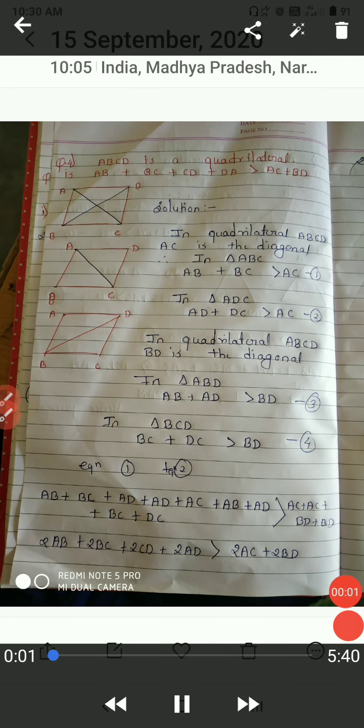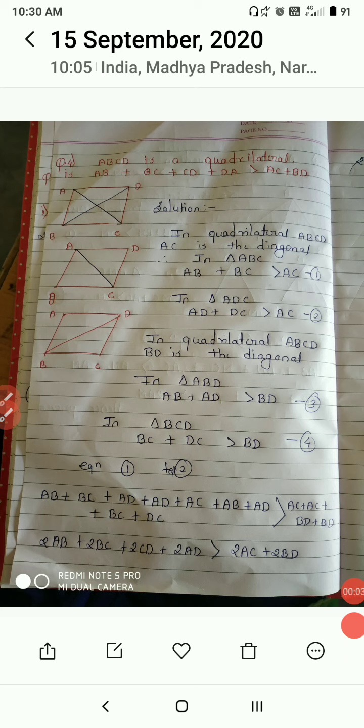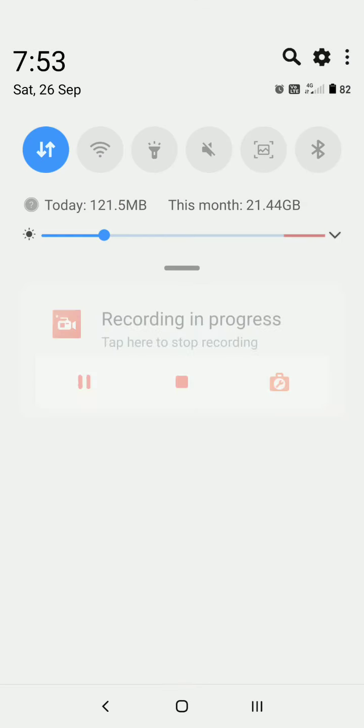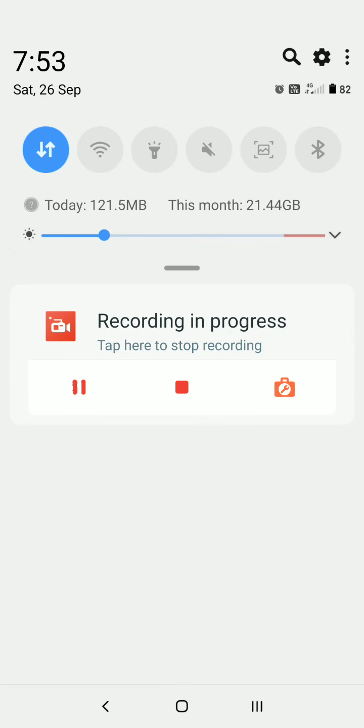Okay, now question number 4. ABCD is a quadrilateral.